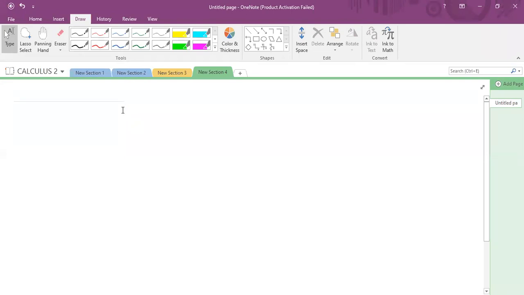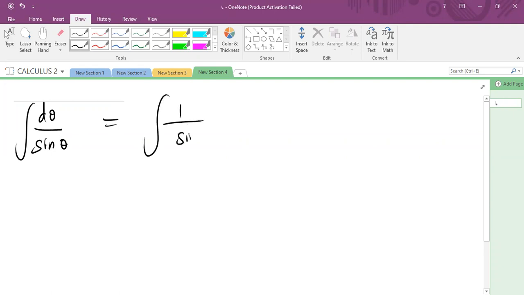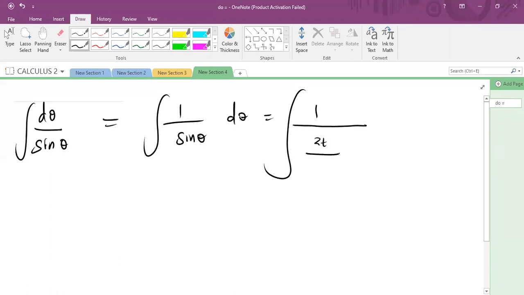Now, let's take up an example. Let's say we are told to find the integral of d theta over sine theta. Replacing, I have 1 over sine theta, multiplied by d theta. Integral of 1 over, what is the value of sine theta in terms of t? We say that sine theta is equal to 2t over 1 plus t squared. And then d theta is 2 dt, all this divided by 1 plus t squared.